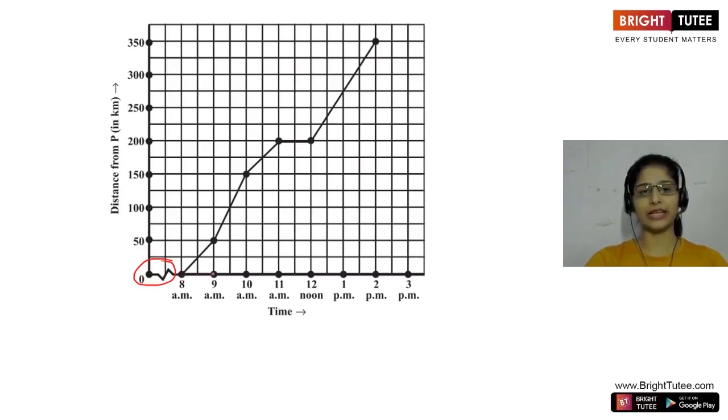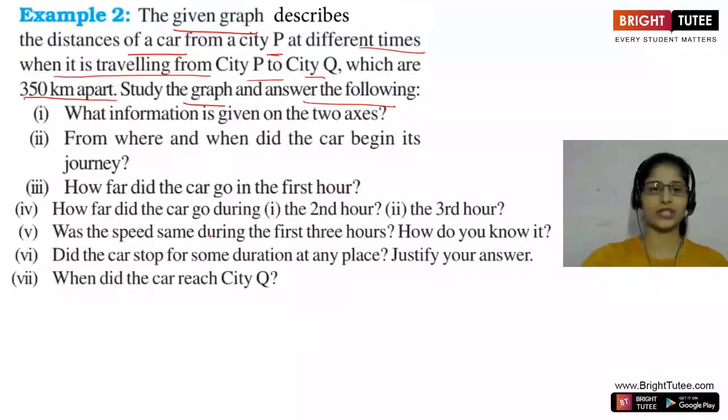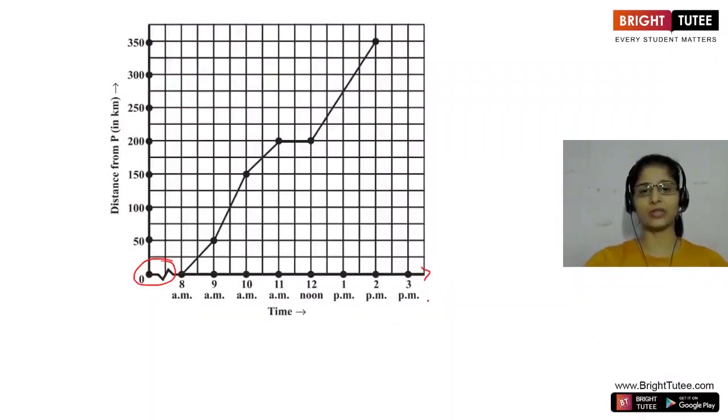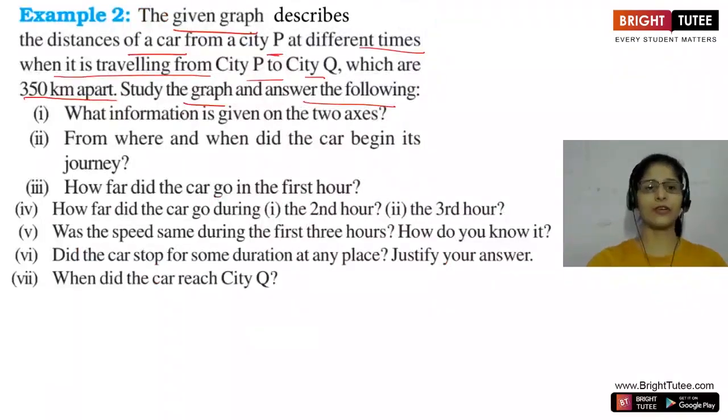From 8 to 9, at 9 a.m. the car is at which place? It is at 50 km. It has traveled 50 km. So like this we have to answer now. Just see the questions. First is, what information is given on the 2 axes? We may call this the horizontal axis or x-axis, and this the y-axis or the vertical axis. So we say the horizontal axis gives the information about the time and the vertical axis gives the information of the distance covered, right?